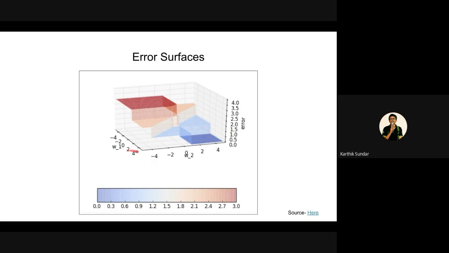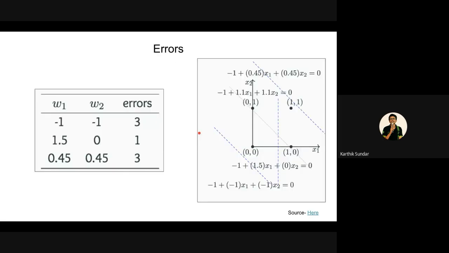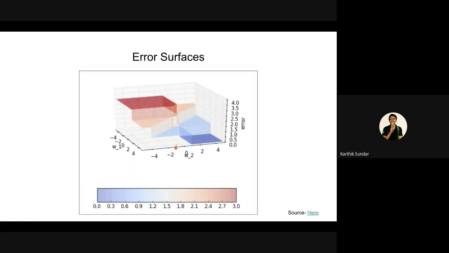So our W1 comma W2 should be around this particular region to generate the best classification line. See, for example, this is 1.1x1 plus 1.1x2. This is actually a very good line, and as you could see, that particular point falls here. Like 1.1 comma 1.1 will fall somewhere here, and it gives 0 error. So that's what this error surface does. We plot W1 comma W2, and in the third dimension we plot the errors.